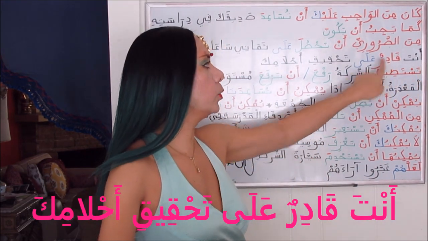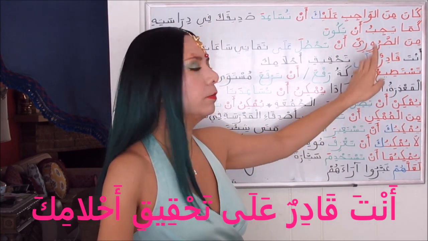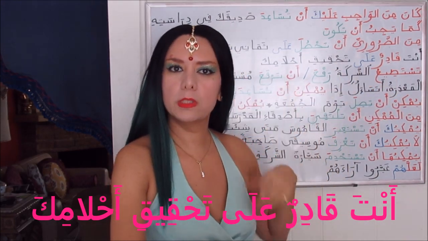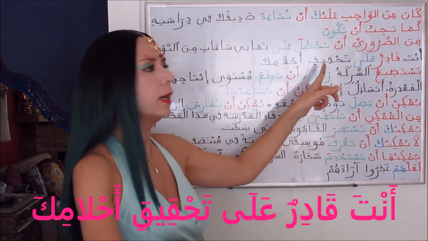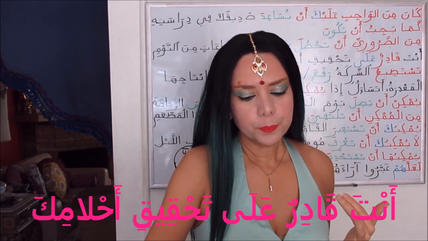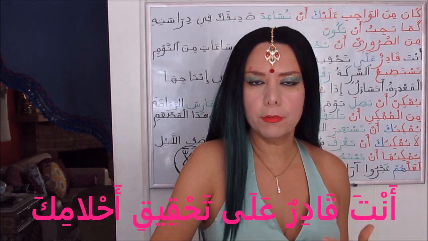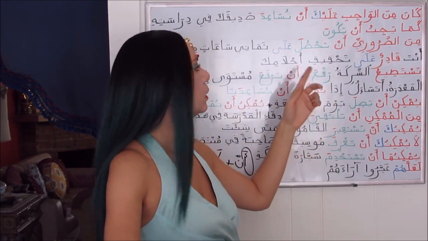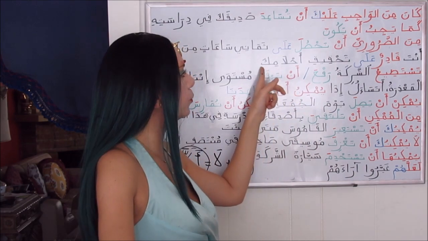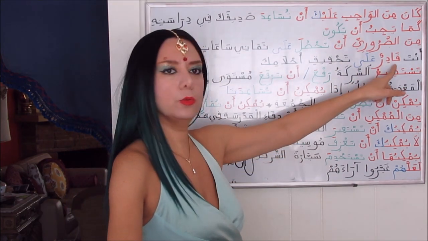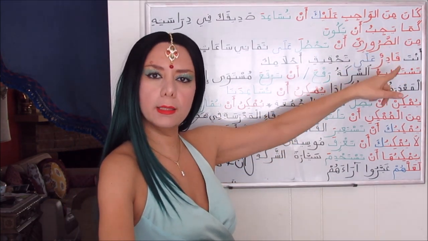أنت قادر على. Even when you use the active participle, you have to use the preposition على. أنت قادر على تحقيق أحلامك. You can realize or achieve your dreams. So تحقيق, achieve, أحلامك, your dreams, ك referring to you, أحلام, dreams. So here we have used the active participle of the verb قدر, قادر على. أنت قادر على.